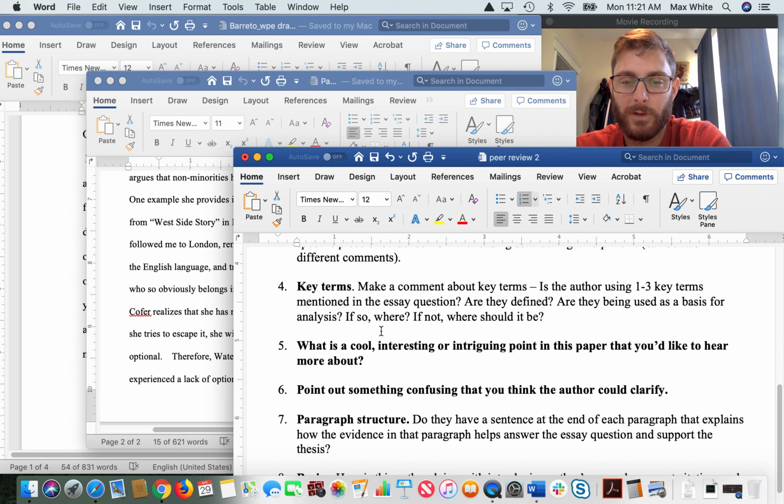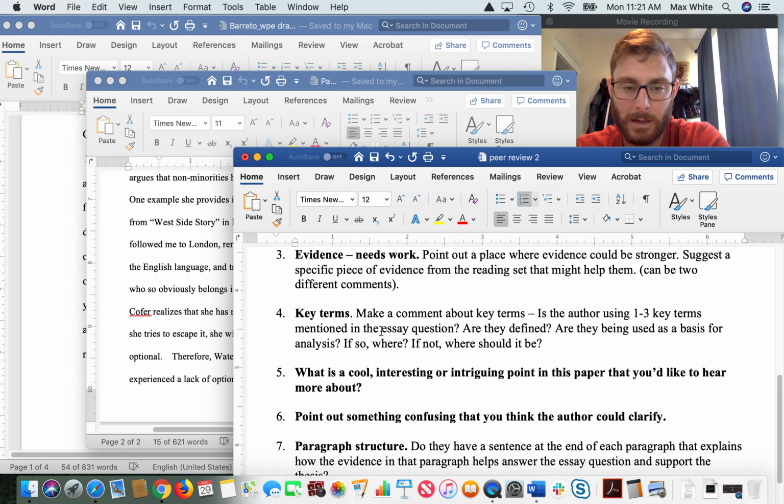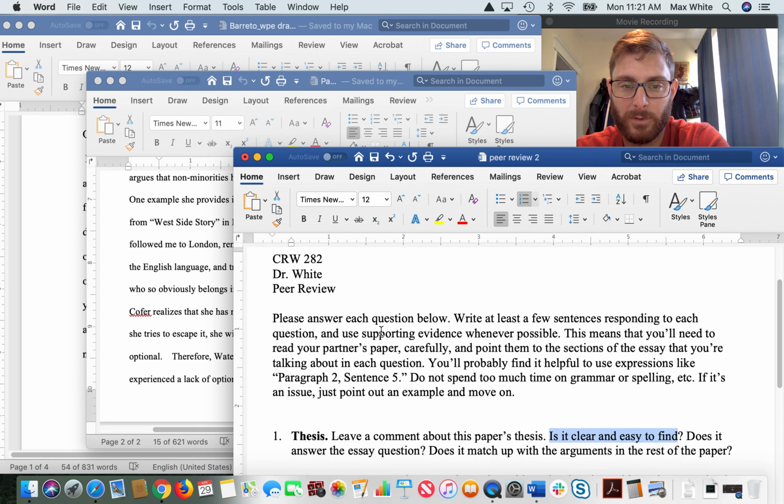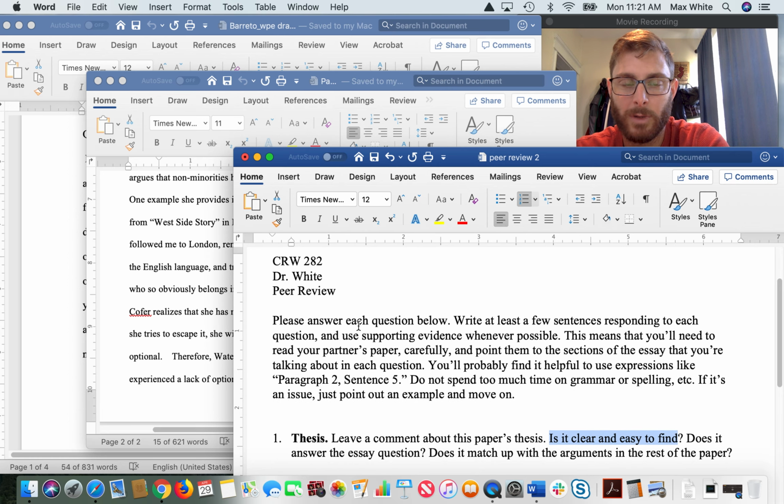So for the peer review, that's it. I think the rest of this is pretty self-explanatory. I hope it is. I hope this guided reading's been a little bit helpful.